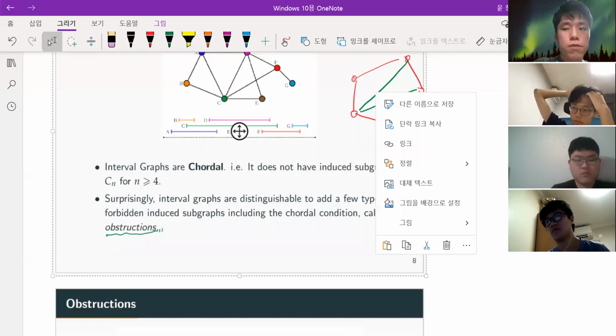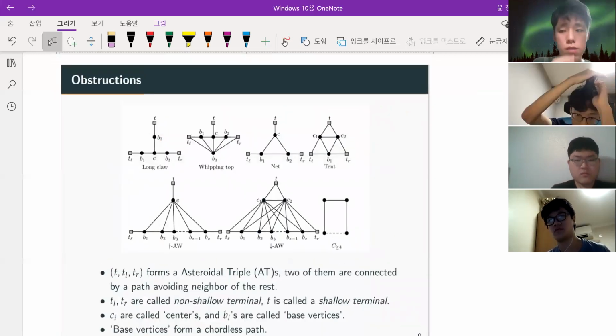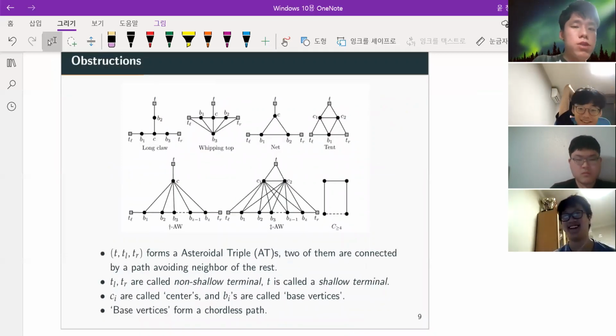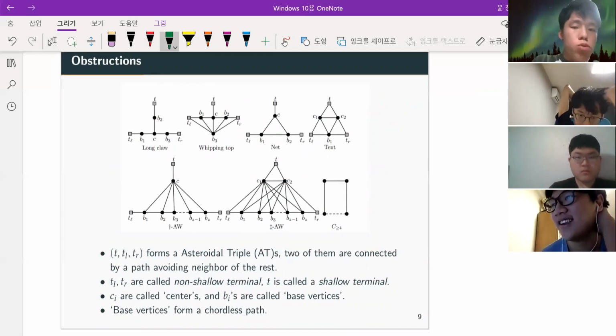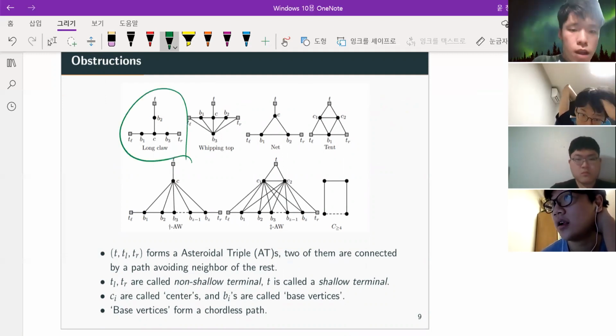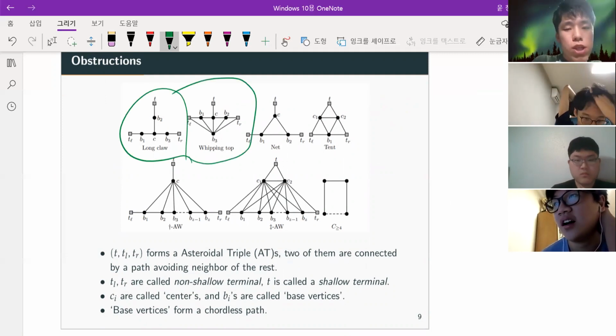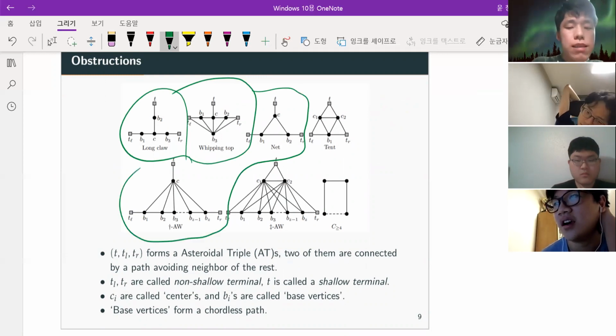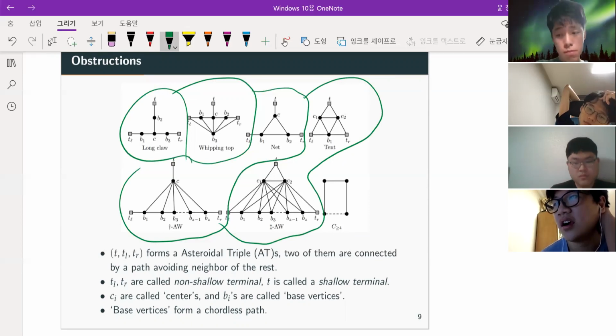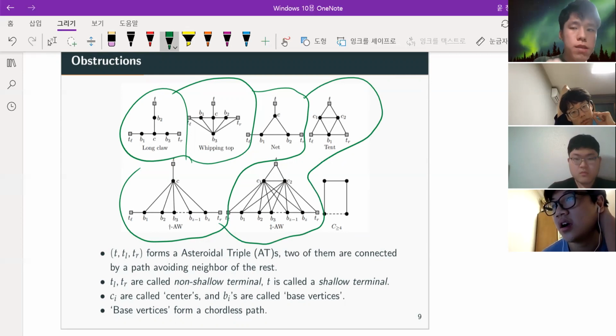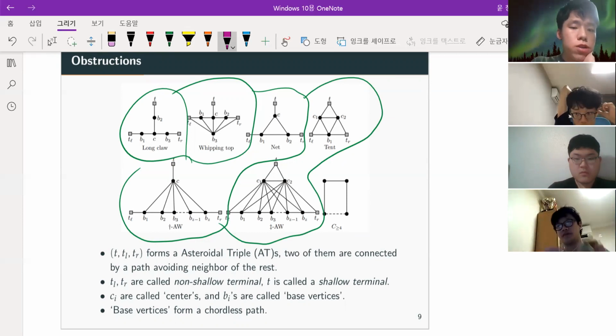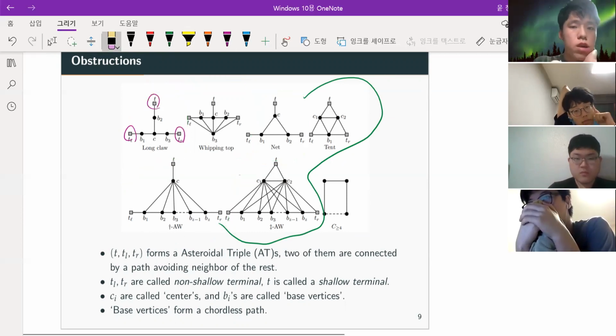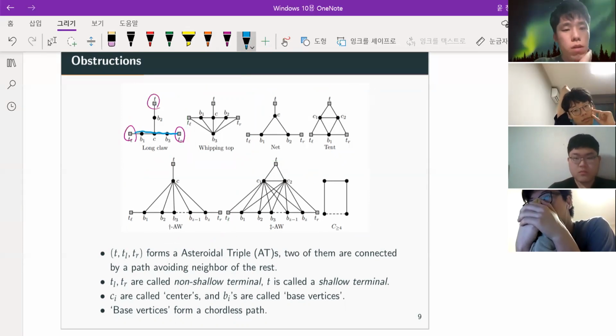So there are not so many distinct obstructions. In general, there are 5 types of obstructions. The small ones are long claw and whipping top, and net, which is included in dagger AW, and tent, which belongs to double dagger AW, and holes. The common property of these induced subgraphs is that they are called asteroidal triples, i.e. among all the terminal vertices in such obstructions, two of them are connected by a path avoiding the neighbors of the remaining one.